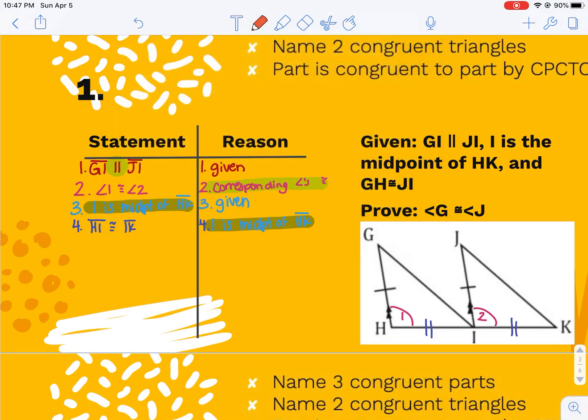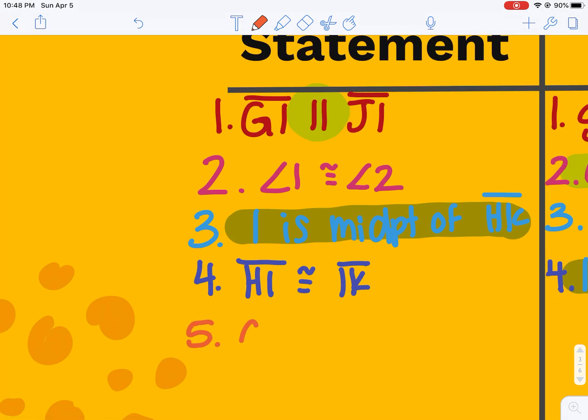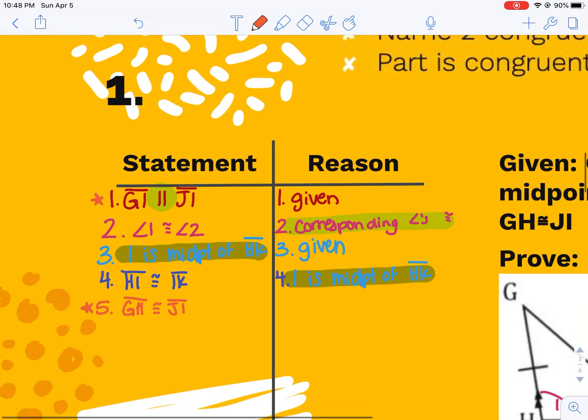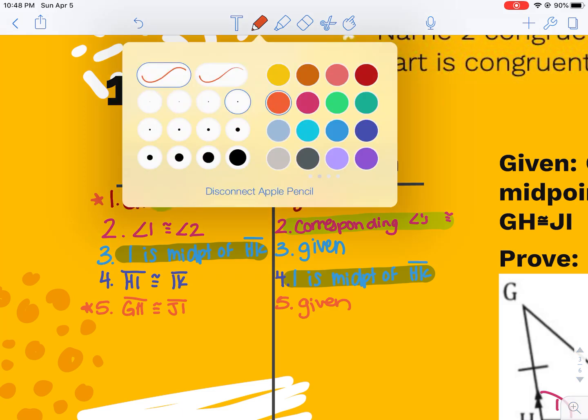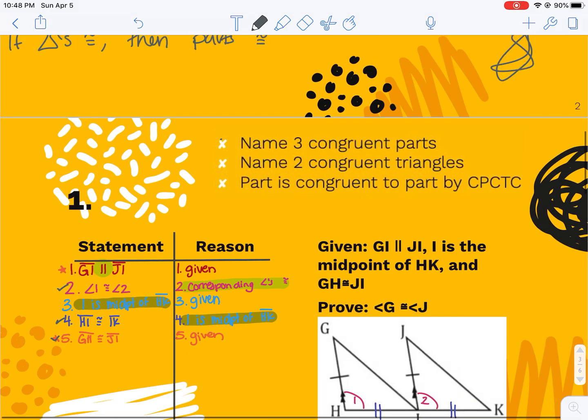And then lastly, I was given GH is congruent to JI. Notice they're parallel and they're congruent. Those two are not the same thing. Parallel does not mean they're congruent, so they have to be separate steps. Just because I know that they're parallel doesn't automatically mean they're congruent, and vice versa. I have three congruent parts now, right? I have a part here, here, and here.